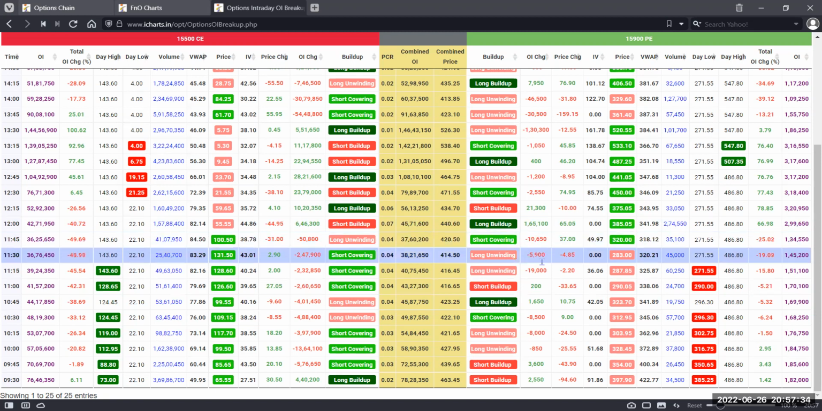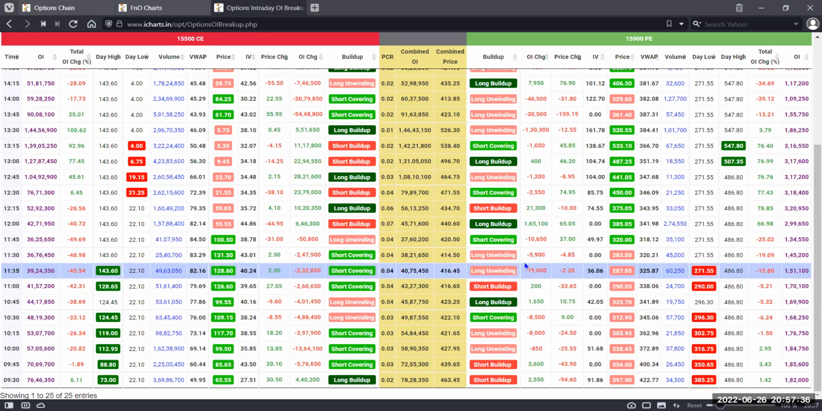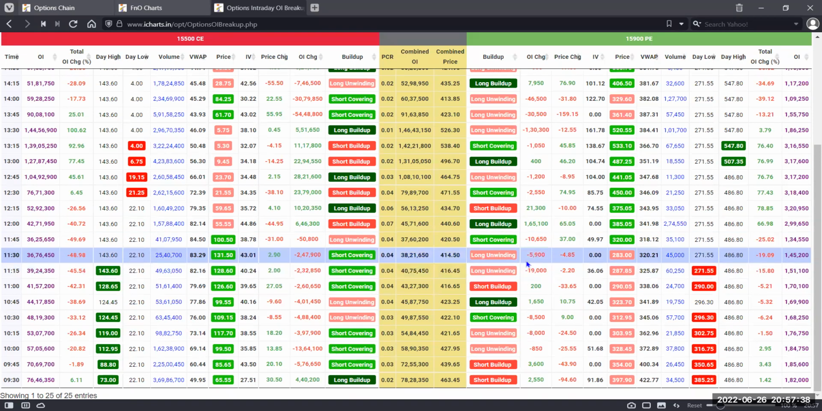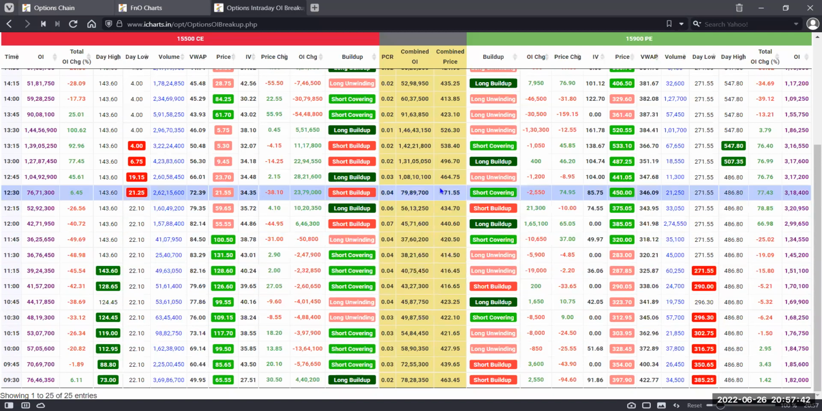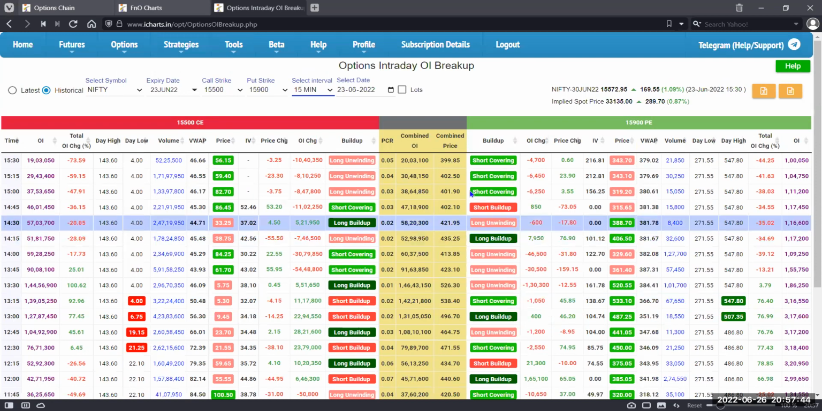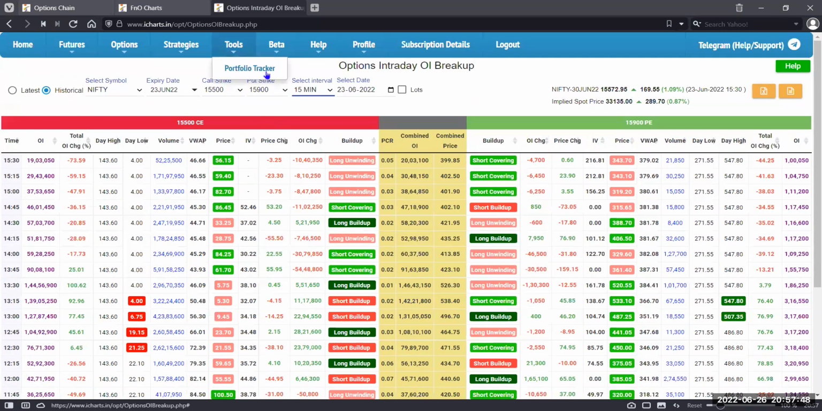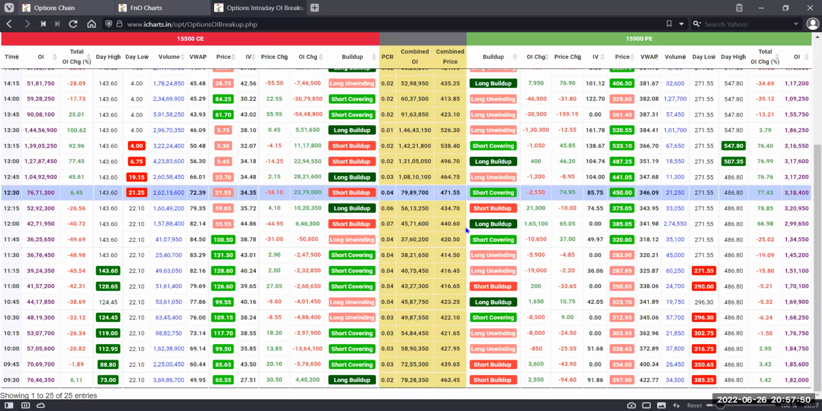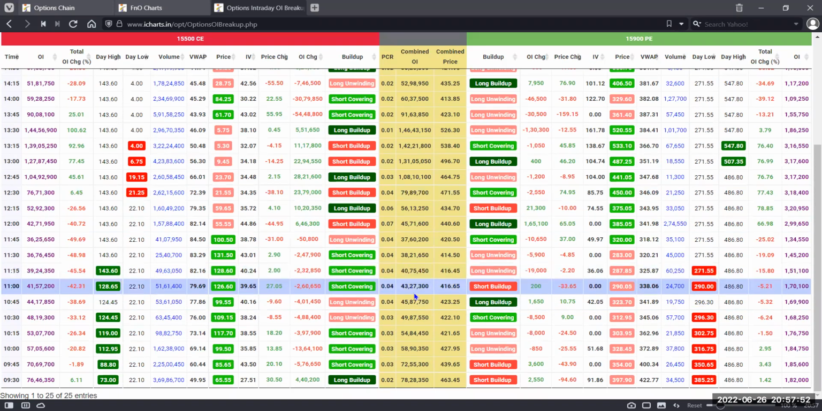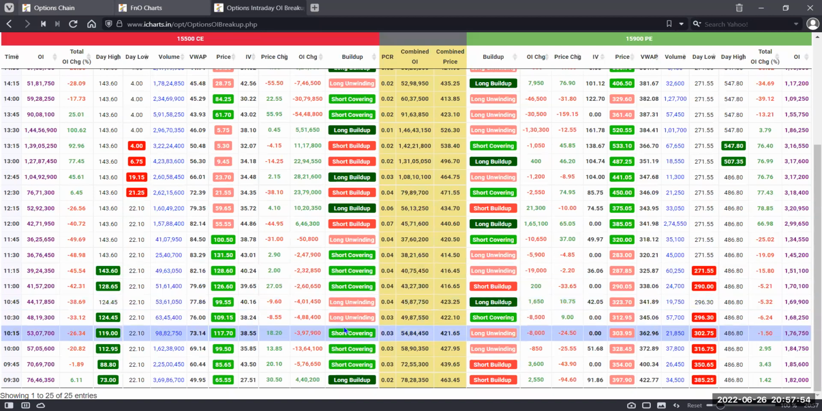So long unwinding is happening on the put side. So that indicates bearishness. So you'll get some clues with that. You can use either the total CE PE OI or the options intraday OI breakup. If you're using it, make sure you use in the money on both sides, and then you will get some clues.